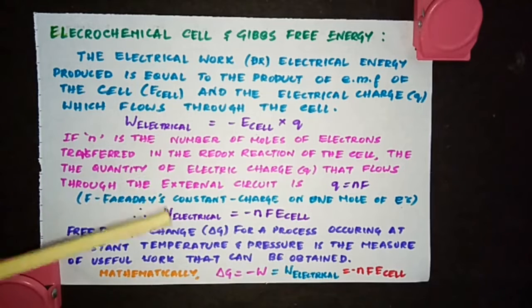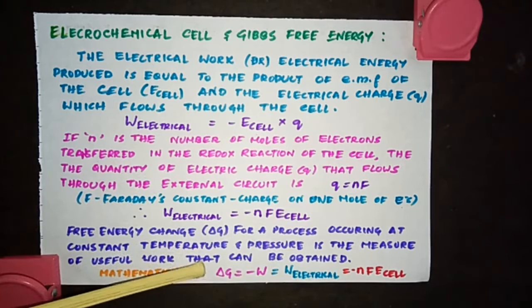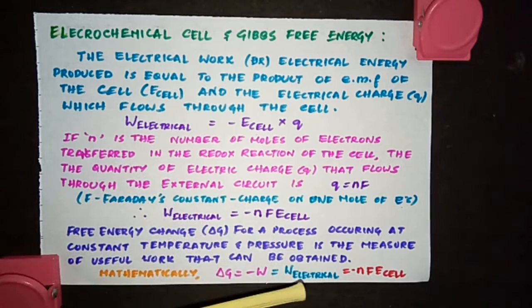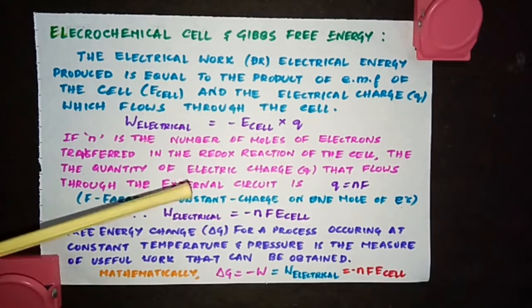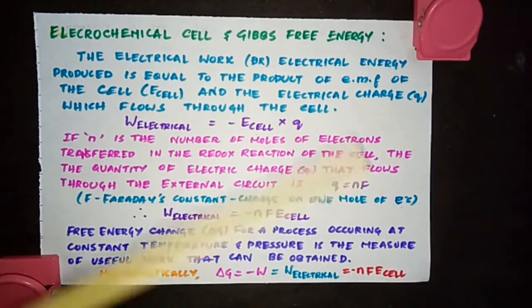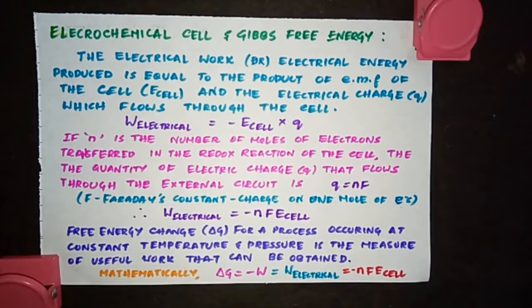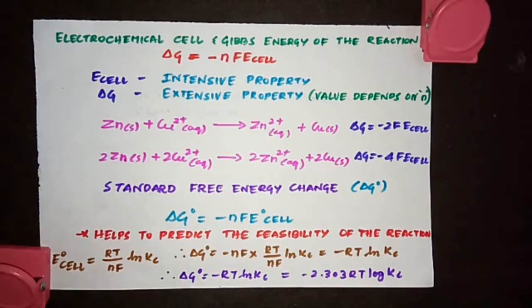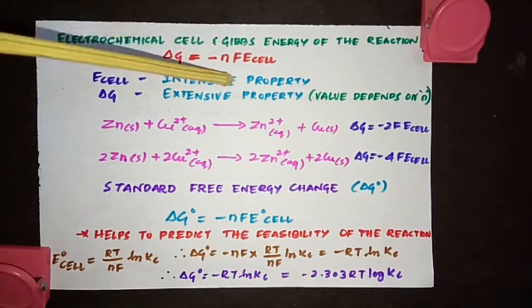So what is free energy change and its relationship with the work done by an electrochemical cell? Delta G is equal to minus nF E cell. When I started this, I told you Gibbs free energy change helps you to predict whether a reaction is spontaneous or non-spontaneous. And you know, when delta G value is negative, then the reaction is spontaneous. When it is positive, the reaction will be non-spontaneous. So we have derived delta G is equal to minus nF E cell.